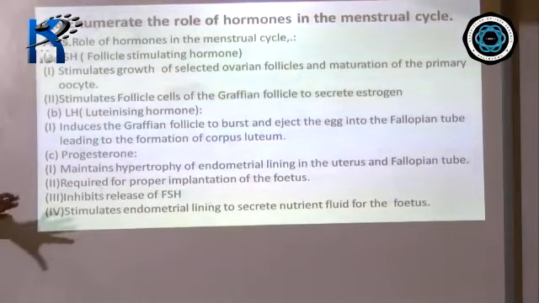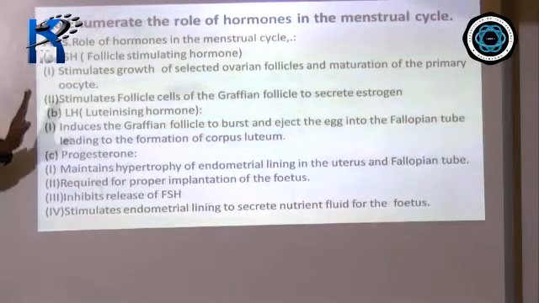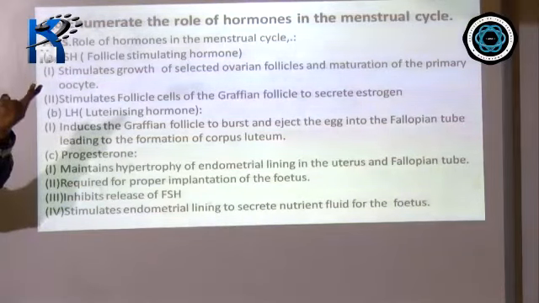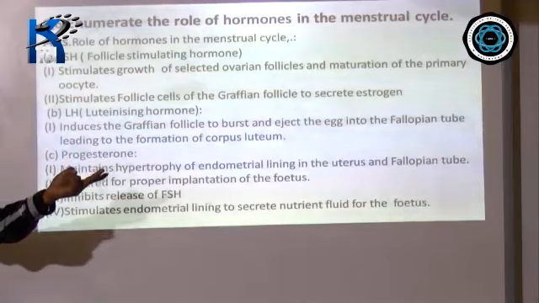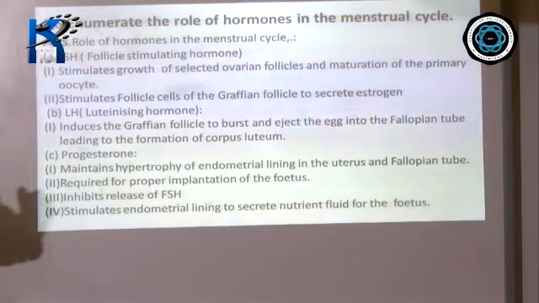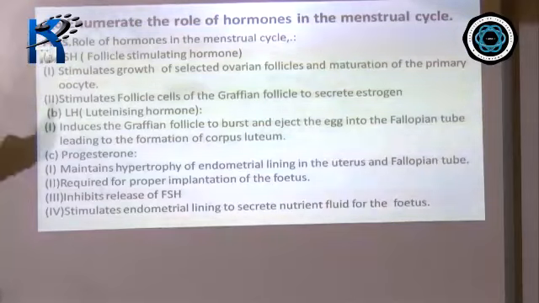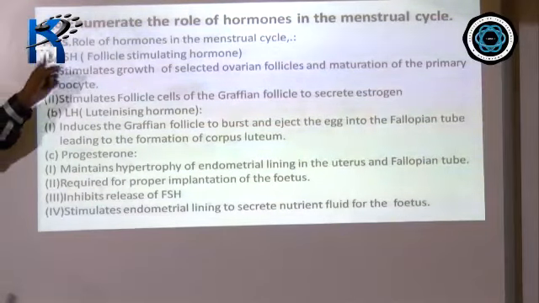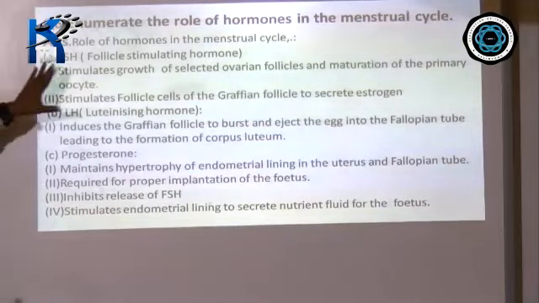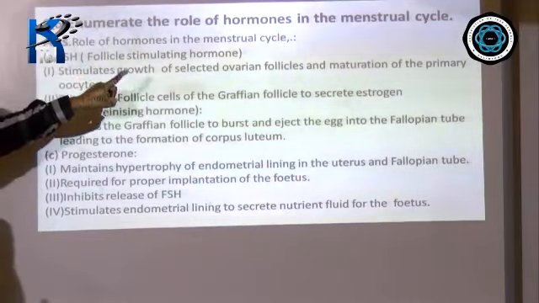In list, if you have 8 points, point 7 can be written as 1 also, point 6 can be written in place of 3 also. That means you can write from lower to upper also. But whenever the question of enumerate comes, then you have to write in sequence. Like suppose, for example here, the role of hormones in the menstrual cycle.